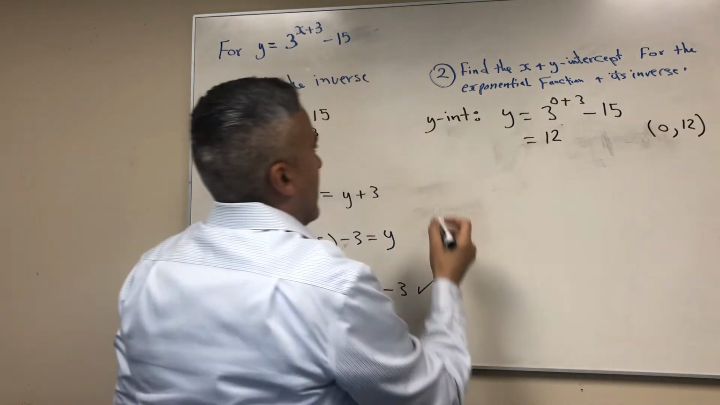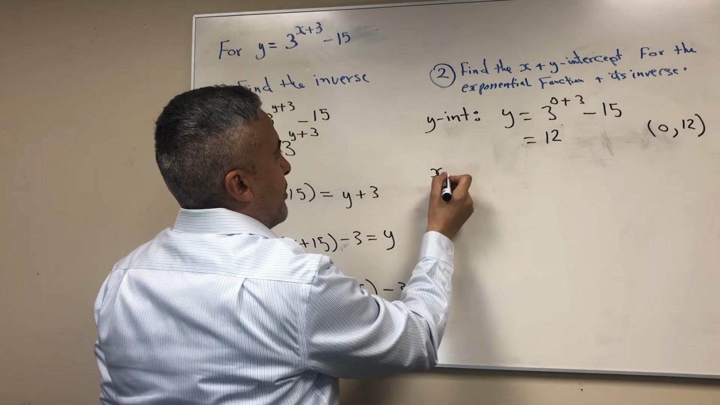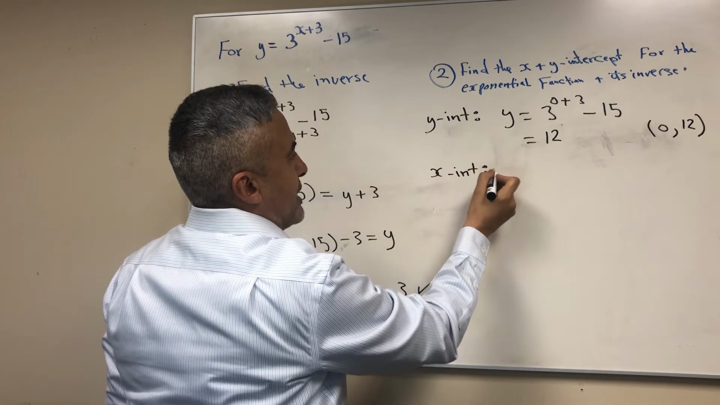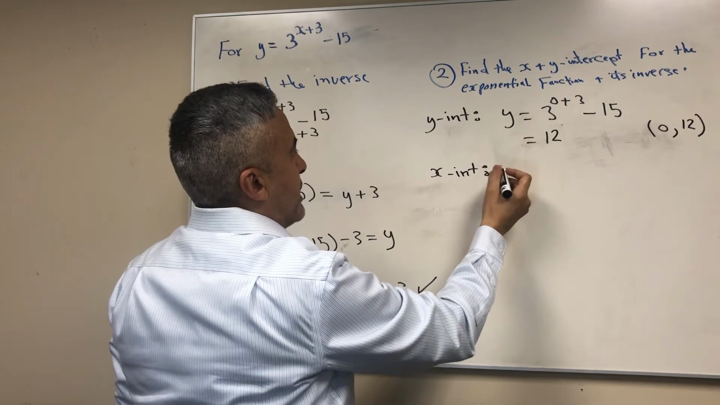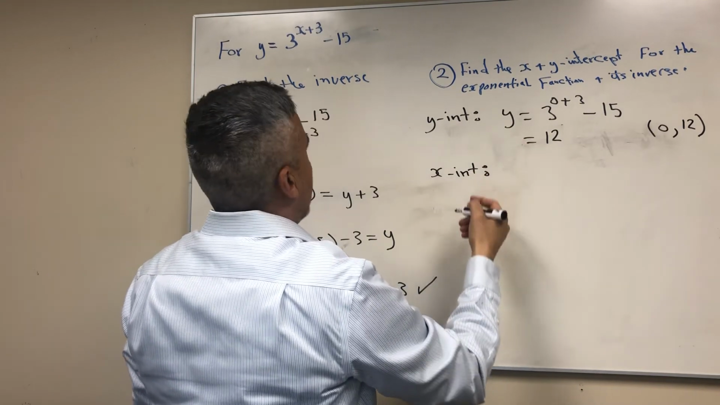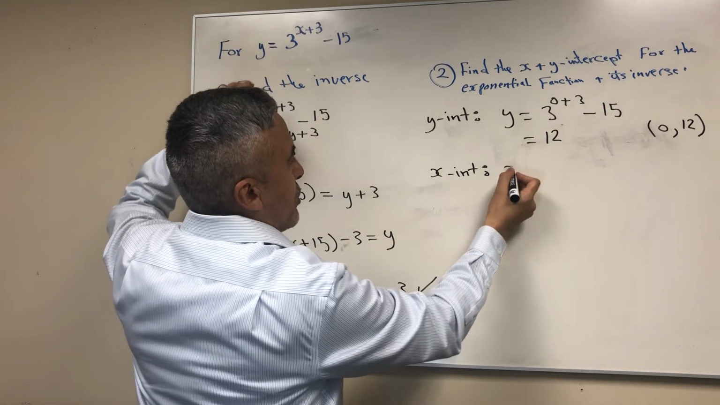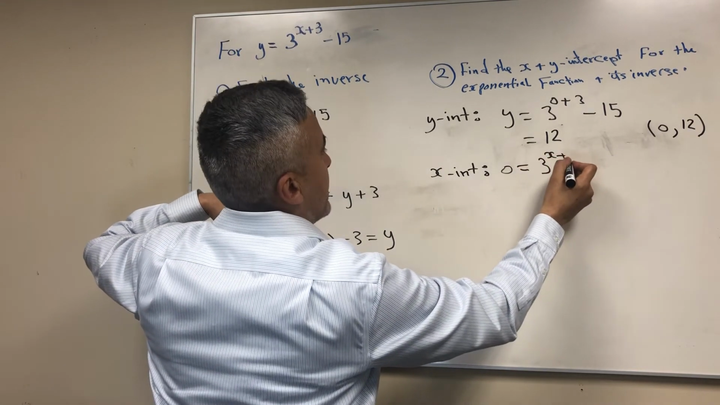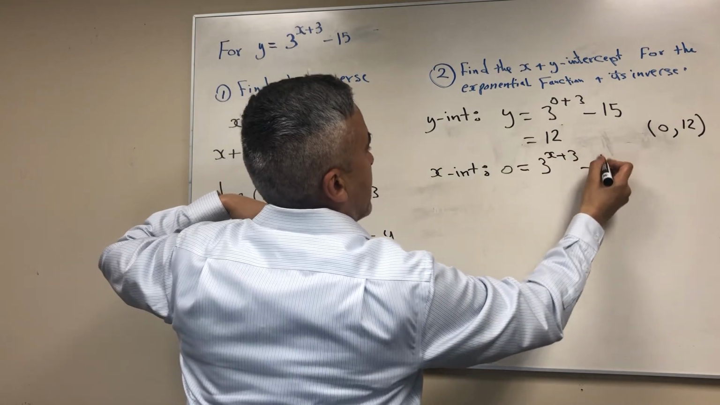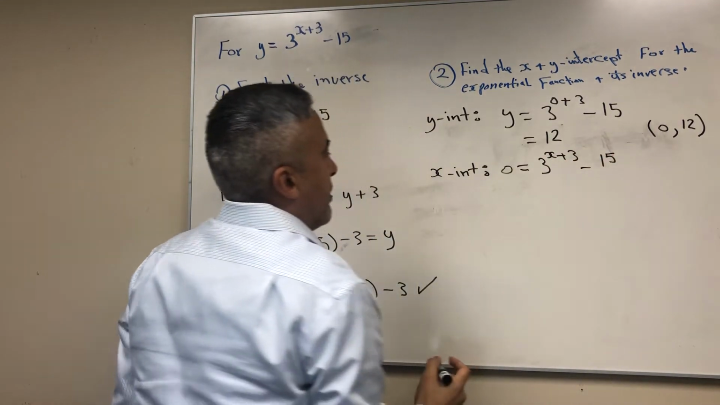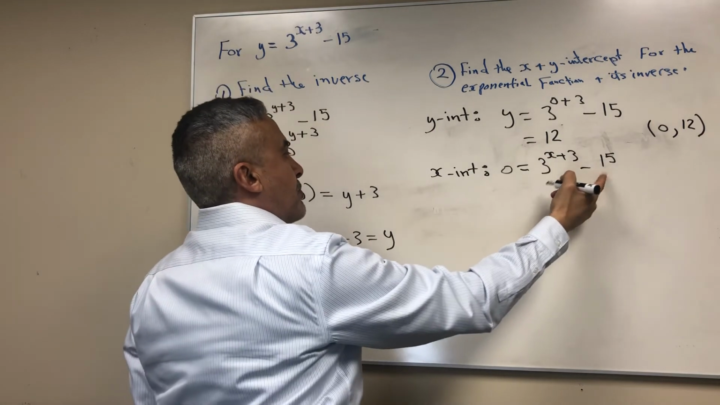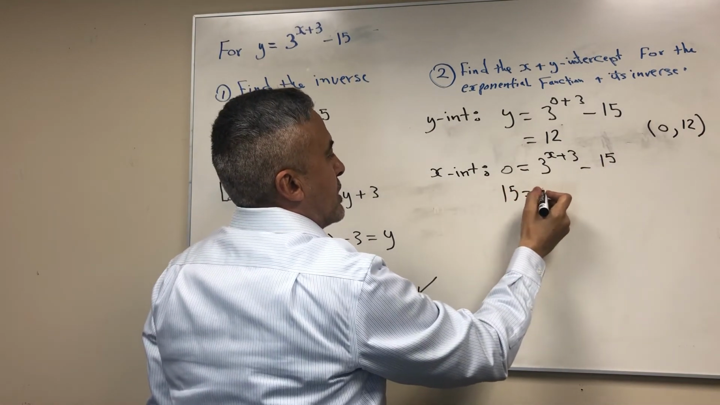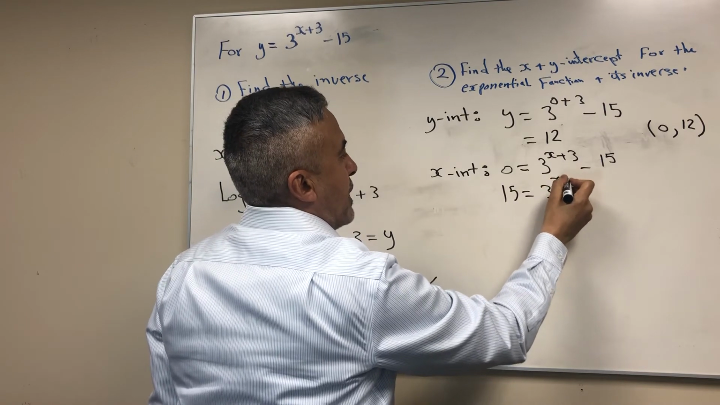And the x-intercept is not as fast and easy to find. So if you're finding the x-intercept, we set y to 0. So we have 0 equals 3 to the power of x plus 3 minus 15. And then we want to move the negative 15 to the other side. So we have 15 equals 3 to the power of x plus 3.